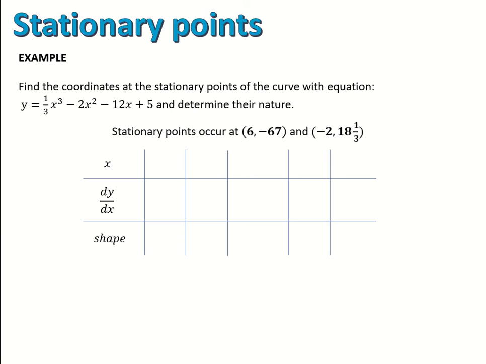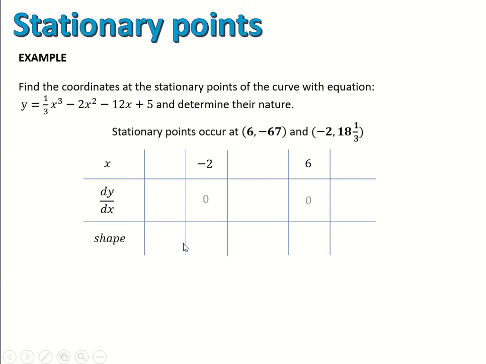Now I need to draw a nature table, okay? So this is one full nature table. And the idea is that I've got 5 slots, okay? So I want to find out what's happening before the first one. And this is my first one because it's the lowest number, okay? So that goes in, minus 2, there. I'm going to find out what's happening between them. The second one is 6. I want to find out what's happening after 6.